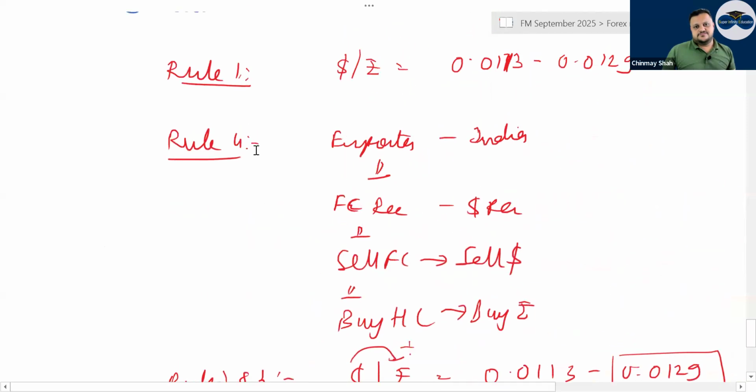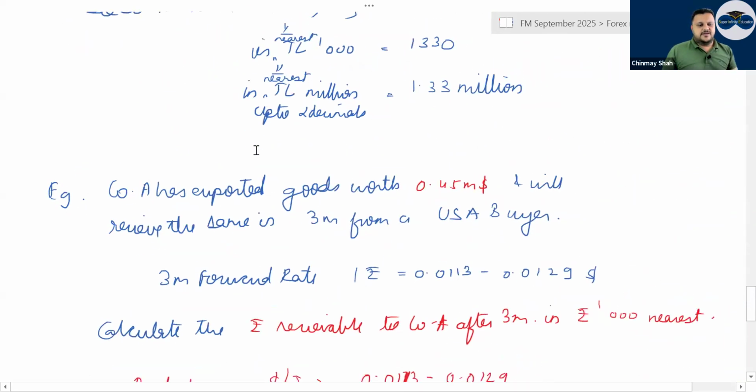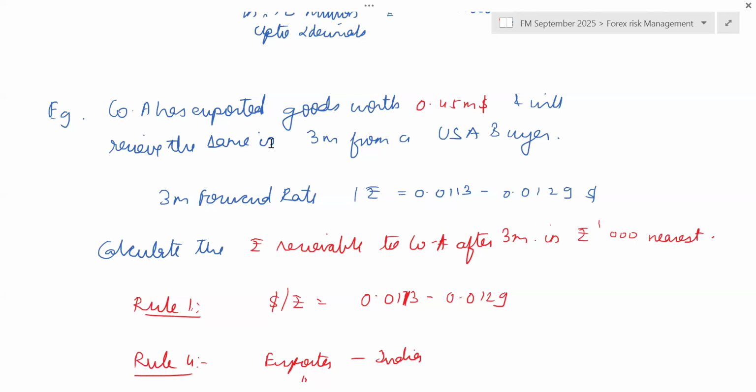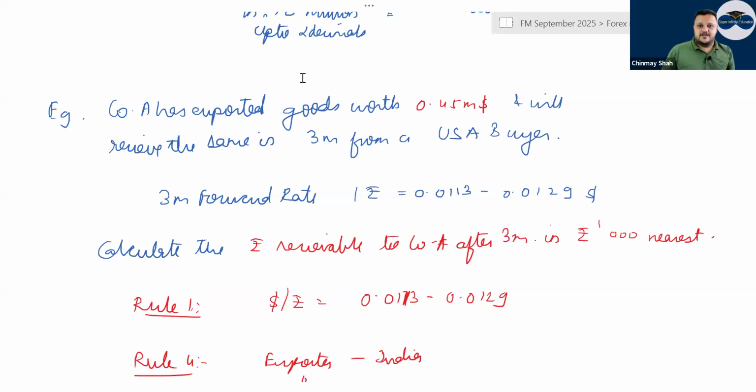So how does a forward work out? Say a company has exported goods. Exported goods means it is going to receive $0.45 million after 3 months. So today a 3-month forward can be entered into with the bank, where the rate given by the bank is 1 rupee equals $0.0128 dash $0.0129. Is it a rupee by dollar quote or a dollar by rupee quote? The quote is dollar by rupee. Correct or not?